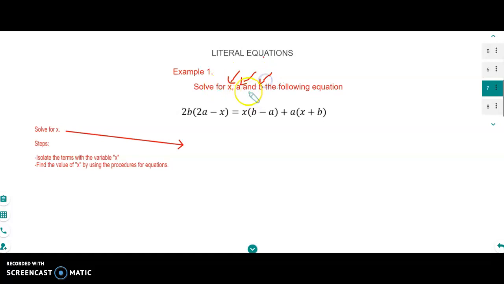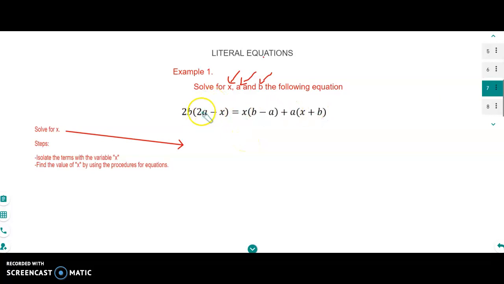Let's start little by little, okay? Remember the steps. Here we have to isolate the terms with the variable X for the first case and find the value of X by using procedures for equations. What are the procedures? Adding, subtracting, multiplying, dividing, the same as we saw before in the last topic.